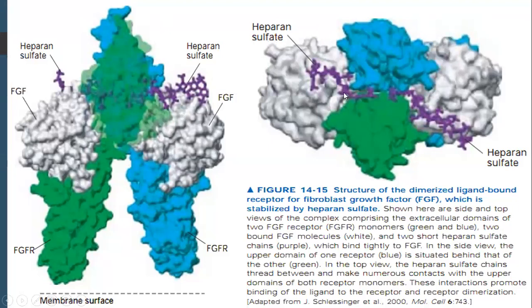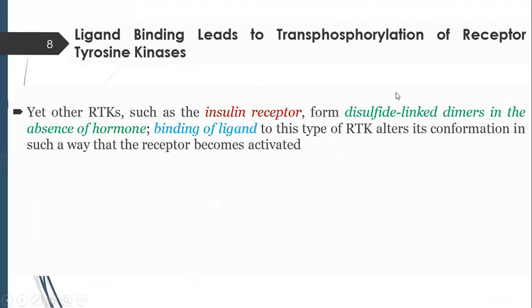Okay, no worries. So this is the whole thing that has been shown, and this is the top view. After that, the ligand binding leads to transphosphorylation of receptor tyrosine kinases. Yet another receptor tyrosine kinase is the insulin receptor. So what will happen in insulin receptors? Insulin will bind, forming disulfide linked dimers. So these insulin receptors are a bit different.